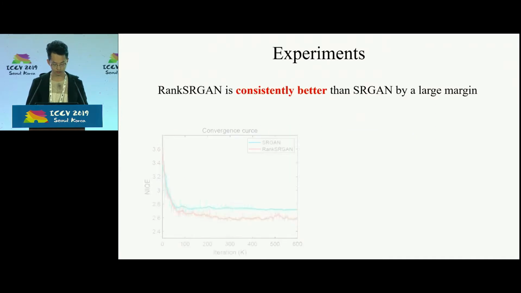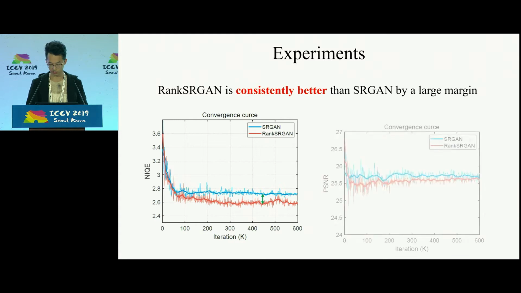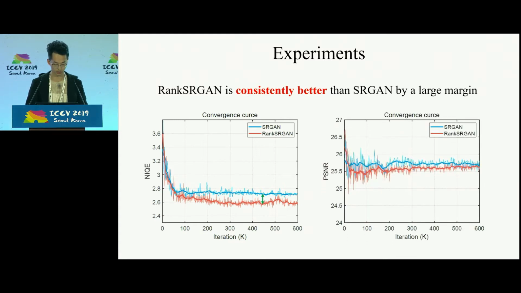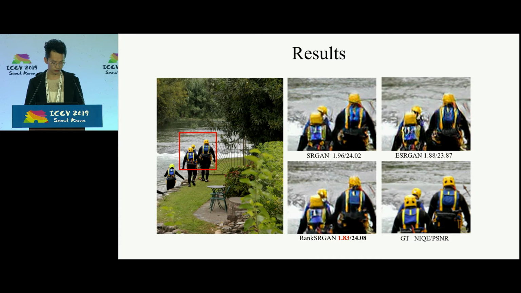Here are the experiments. As we can see in the NIQE convergence curve, we find that RankSRGAN is consistently better than SRGAN. For PSNR, it also achieves comparable performance. Compared with other SR methods, RankSRGAN achieves the best NIQE and PI performance on all tested datasets. And we also provide some visual results, and it can generate more realistic details with the lower NIQE value.